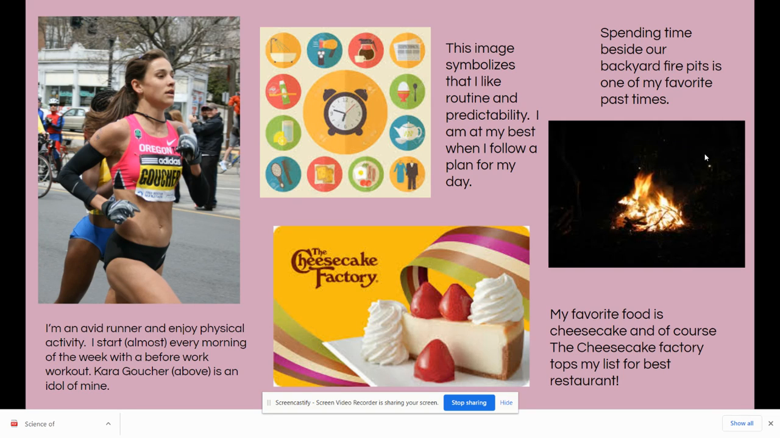One of my favorite foods is cheesecake. So of course, the Cheesecake Factory is one of my favorite restaurants. I love everything about it, from the decor in there, the huge menu, and of course, the food.